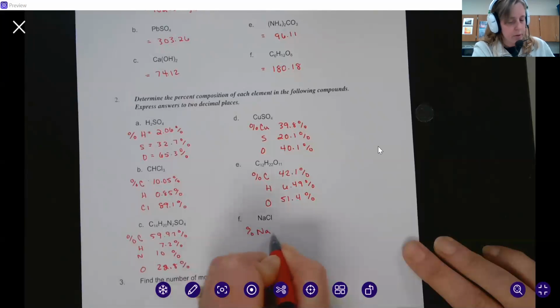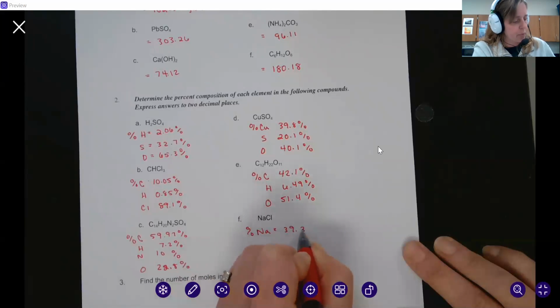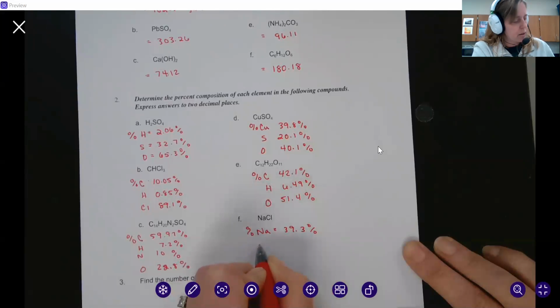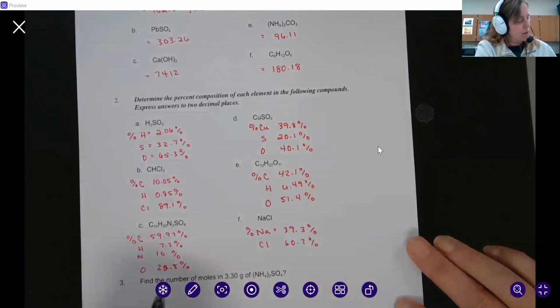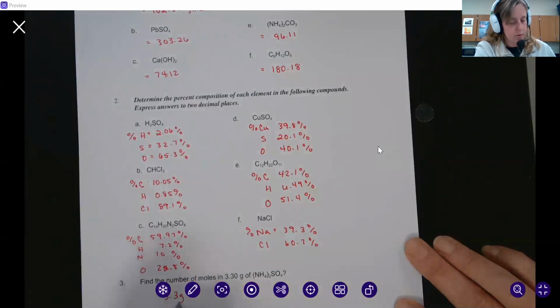Okay? All right. And then last one, sodium chloride, you're going to have sodium. Percent of sodium is going to be 39.3%. And for chlorine, it's going to be 60.7%.